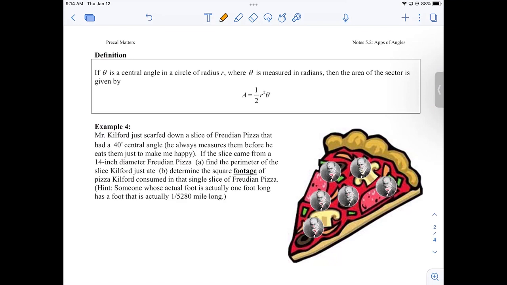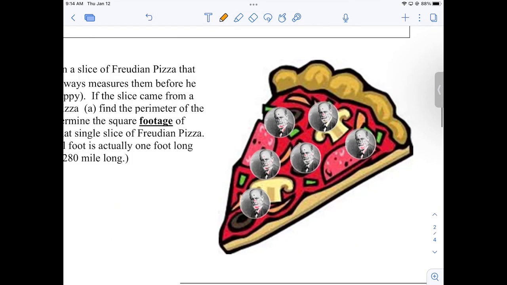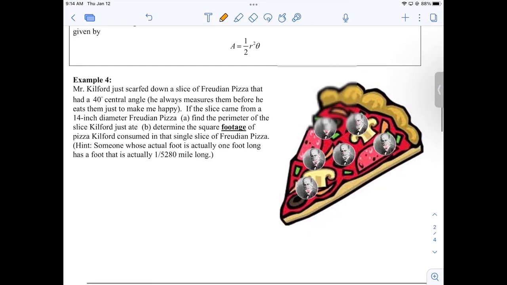So what's a Freudian pizza? A Freudian pizza is a pizza with little slices of Freud on it. And if you look carefully at the Freud picture, you can decide whether that's blood on his face or marinara sauce. Okay, I'll let you decide. But that's a Freudian slice of pizza.